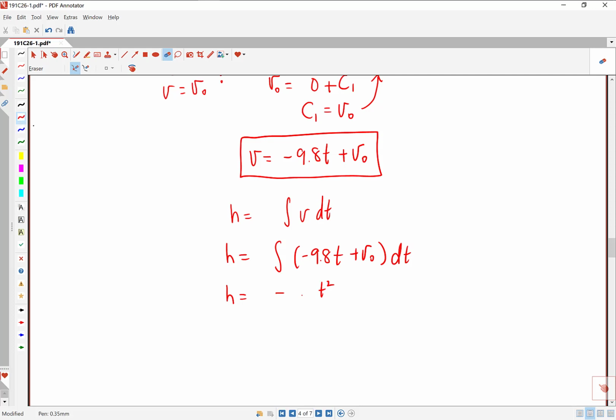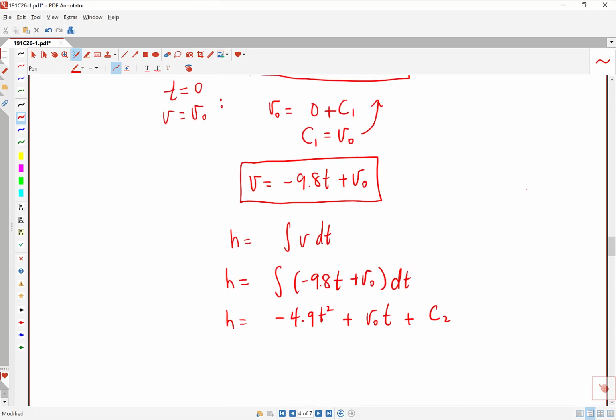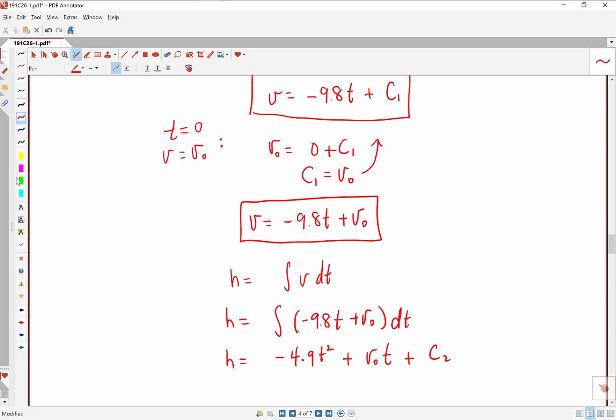So negative 4.9 t squared plus, continuing to integrate, this v0 is a constant. So when we integrate, we get v0 times t, and then plus some constant, which let's call c2. We already used the name c1 earlier in the problem. So this constant has to be given a different name because in general, its value will not be the same as c1 that we saw earlier.